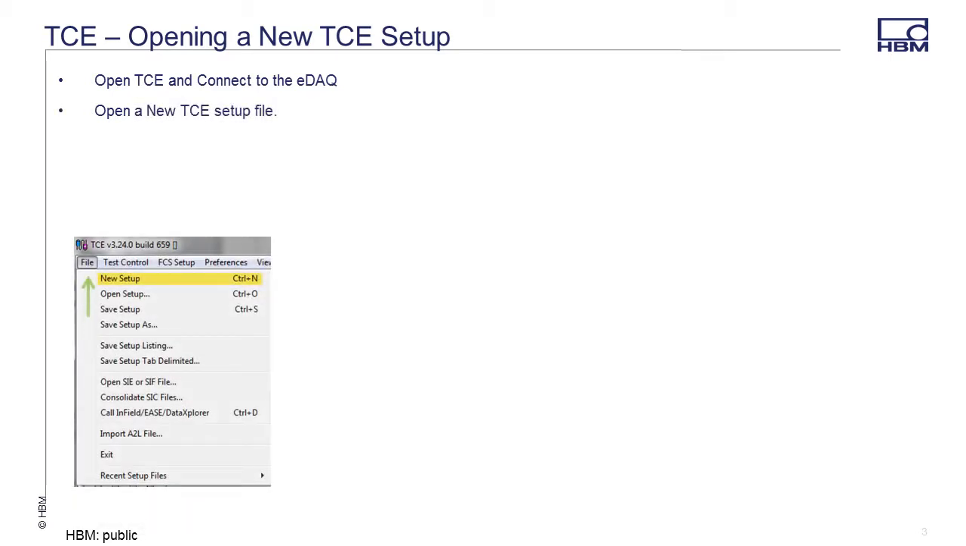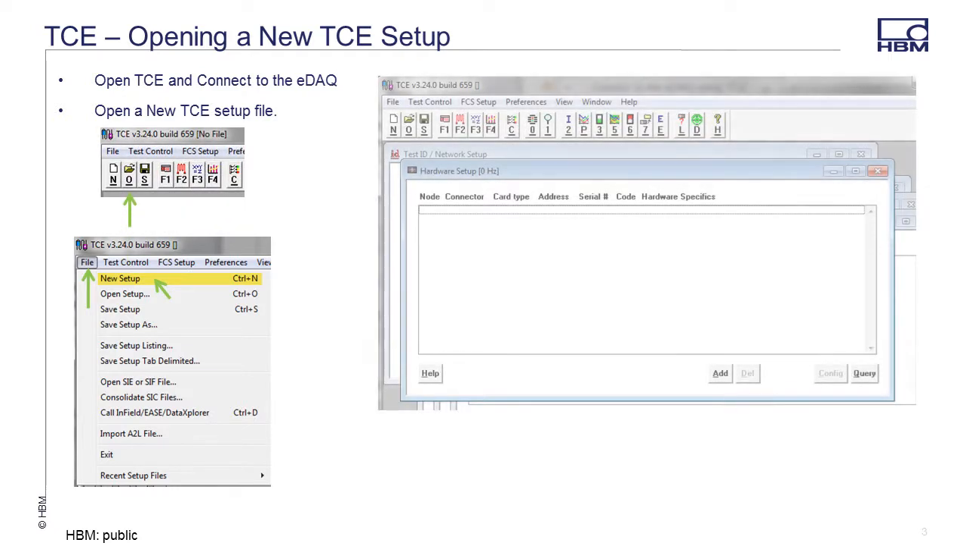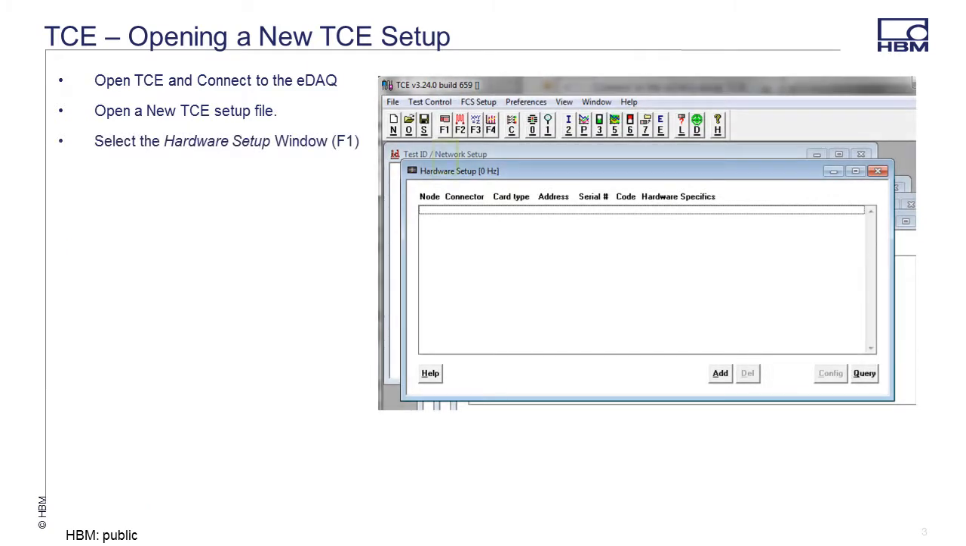The first step is to open TCE and get connected to the eDAQ. Next, open a new TCE setup by selecting the File menu and select New Setup, or select the O button in the TCE toolbar. Click on the F1 key on the TCE toolbar or press keyboard function key F1 to open the hardware setup window. Next, query the eDAQ hardware by selecting the Query button.